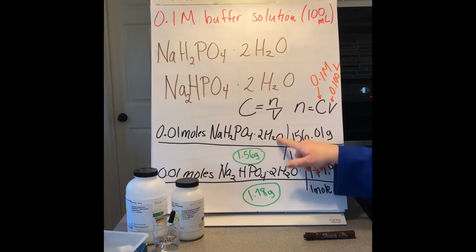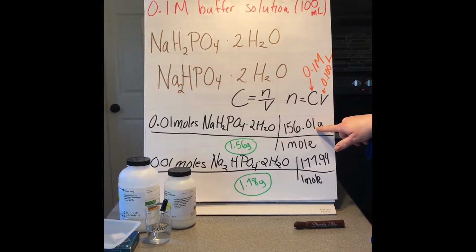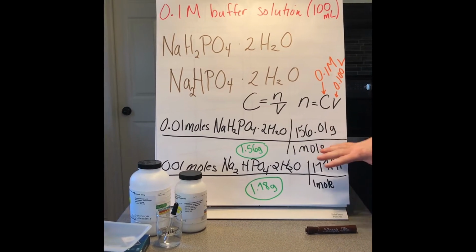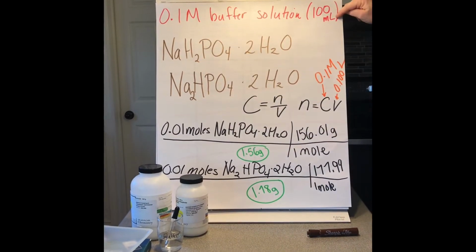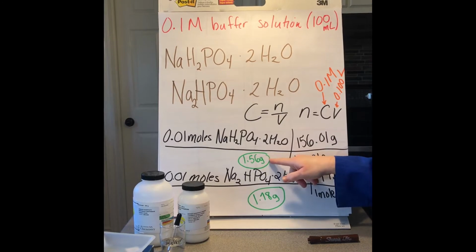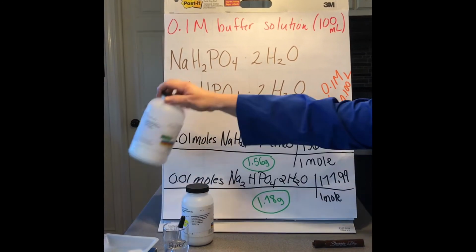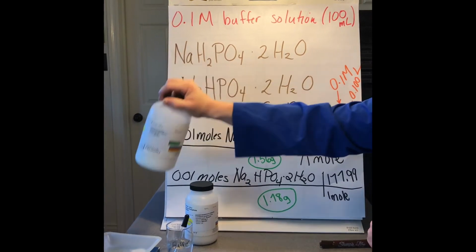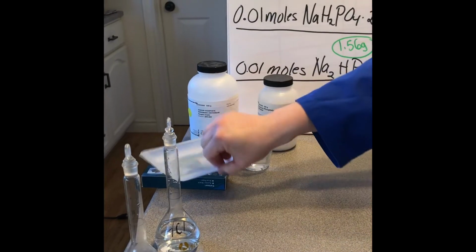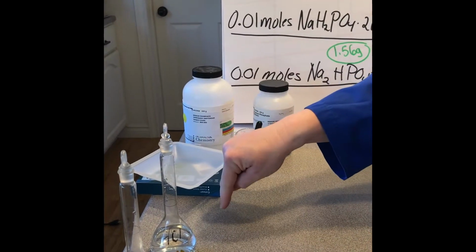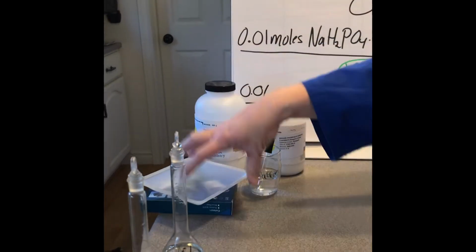So I looked up the molar mass of this entire ionic compound, 156.01 grams per mole. That means to have a 0.1 molarity concentration in 100 mL, I needed 1.56 grams of that chemical. I used my balance. I put my weighing boat on the balance, pressed tare, so this was 0, and added 1.56 grams of this.